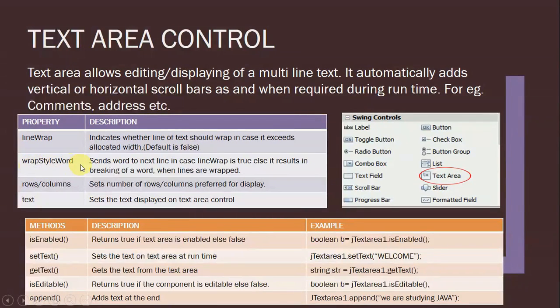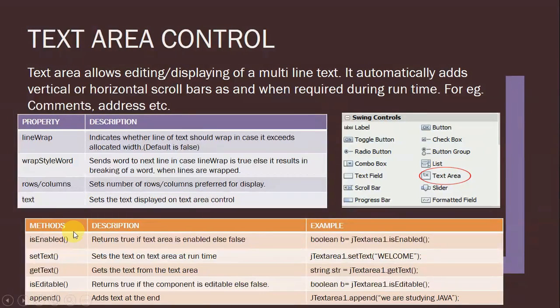Wrap style word. It sends the word to the next line in case line wrap is true, otherwise it results in the breaking of a word. So if you do not want the breaking of words, this property must be set to true. Then rows and columns. It is used to set the number of rows and columns preferred for display. You can set the number of rows and columns which will appear on your form at the time of run. Text. It is used to set the text displayed on the text area control.